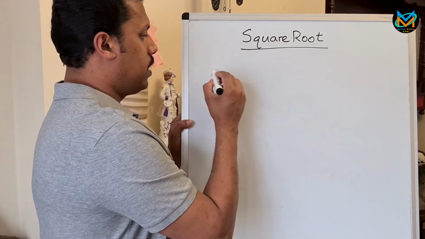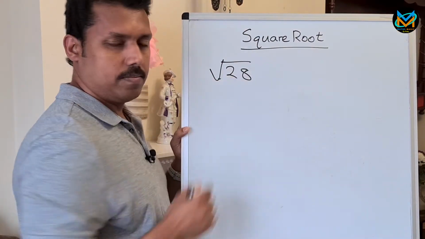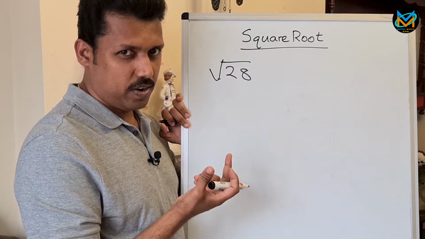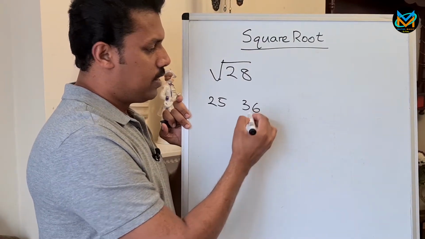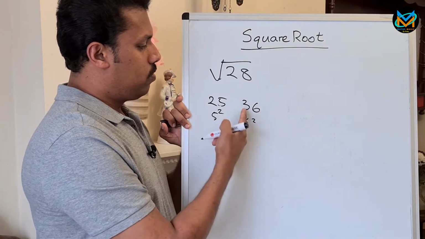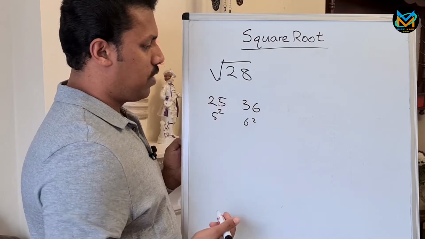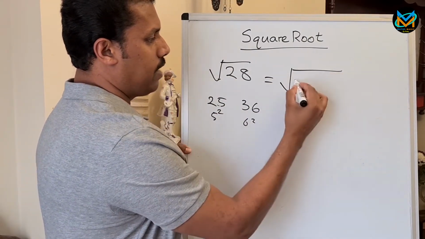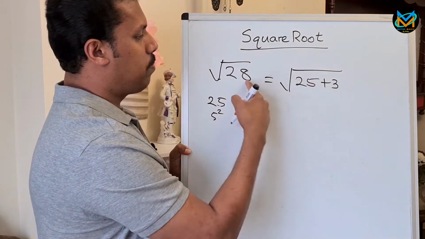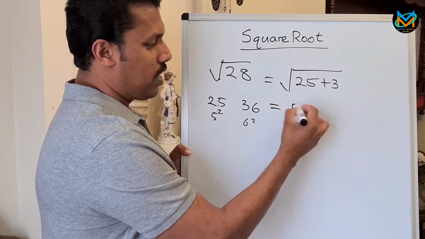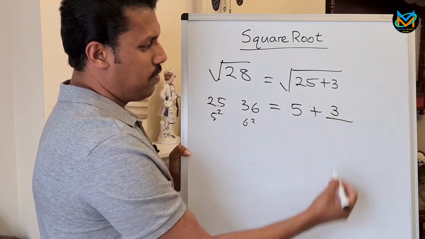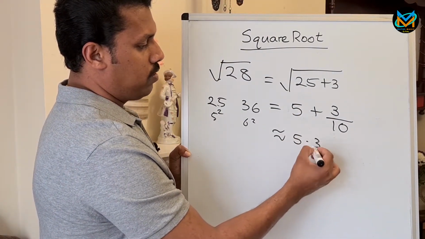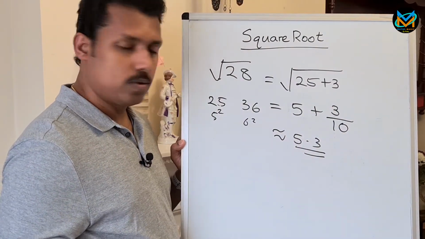Let's take another example, the square root of 28. How will you find it? 28 is in between which perfect squares? 5 squared is 25, 6 squared is 36. So this is between 25 and 36. We can use any number, but whichever number is closer, you take it, that will be easier. Let's take 25. I'm going to write 28 as 25 plus 3. The square root of 25 is 5, plus 3 divided by double of this number. 5 times 2 is 10. So your answer is 5.3, because 3 by 10 is 0.3. That is your answer.